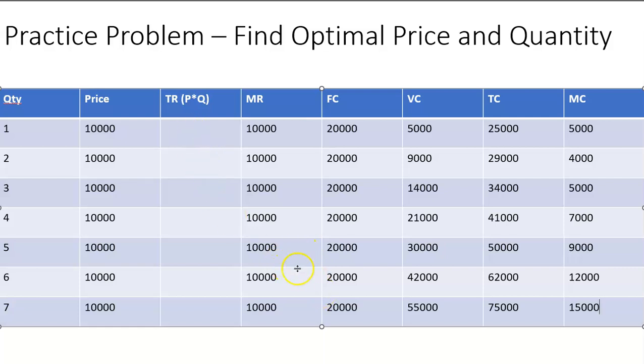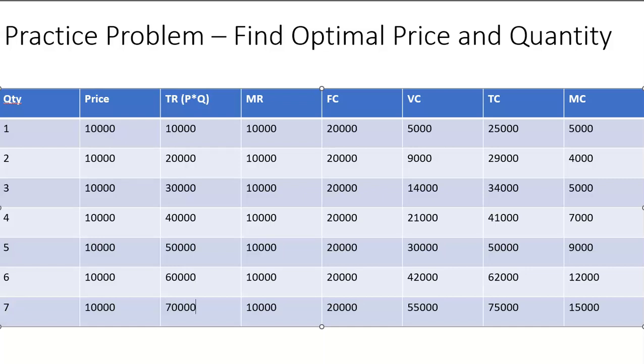So let's calculate our total revenues. Total revenues are calculated as price times quantity. So in this example, it's going to be 10,000, 20, 30, 40, 50, 60, 70.